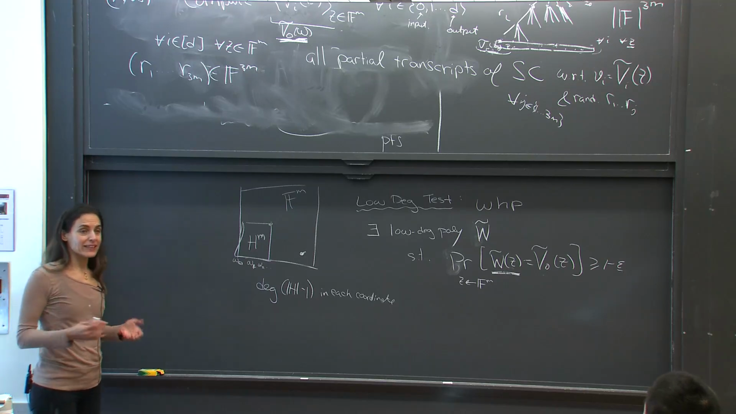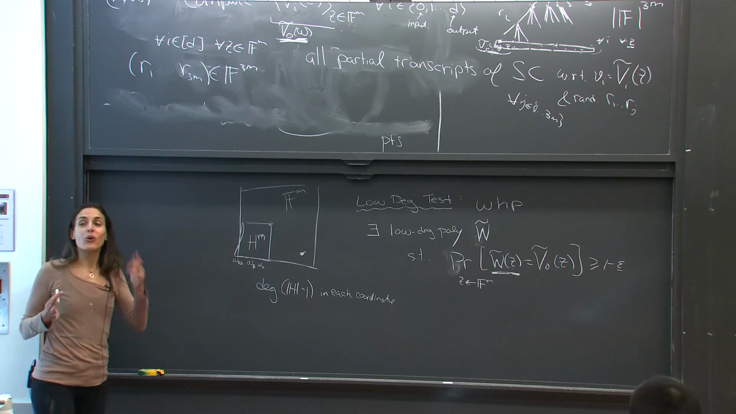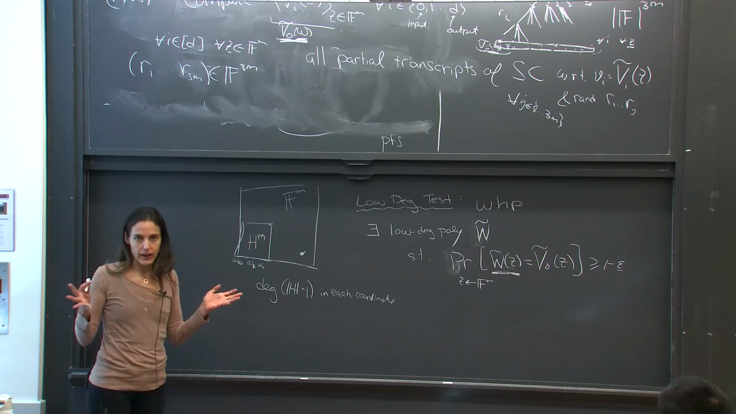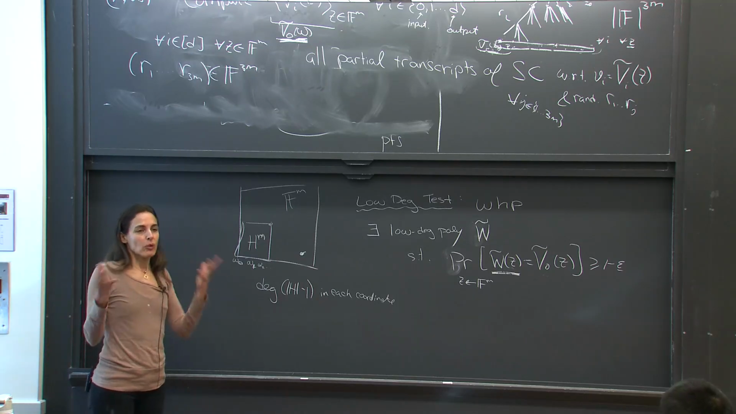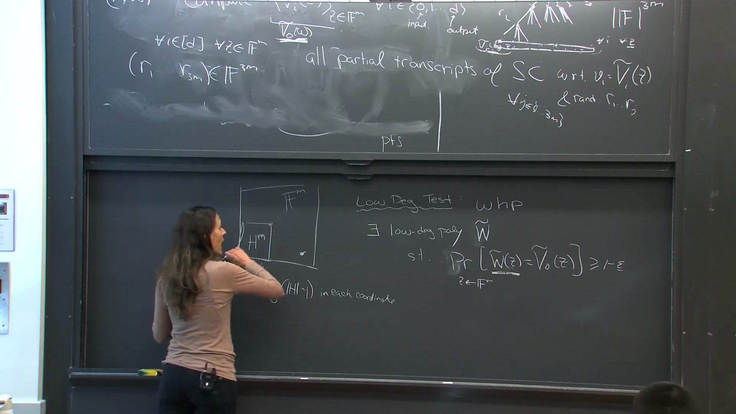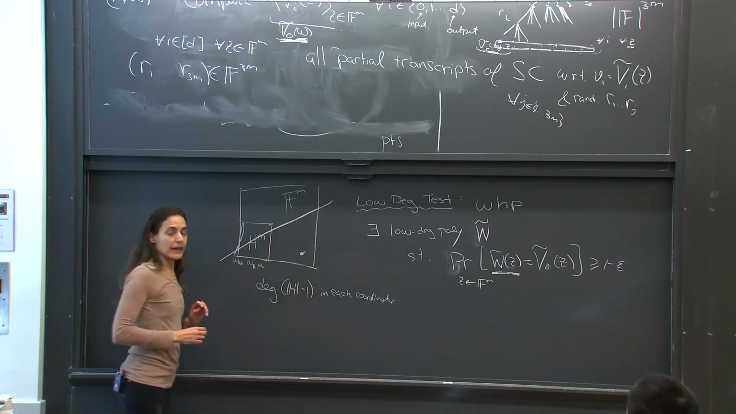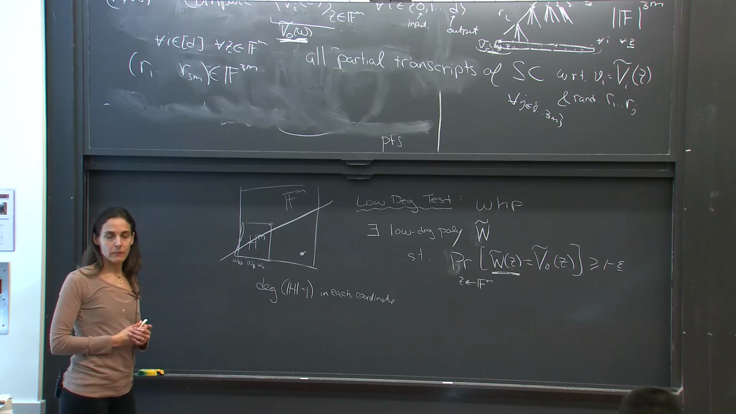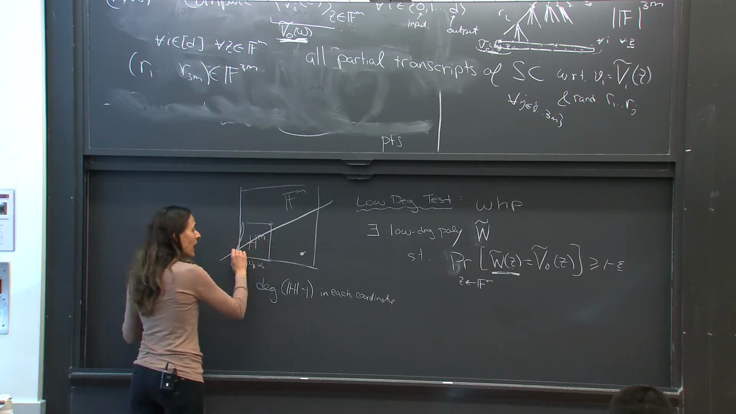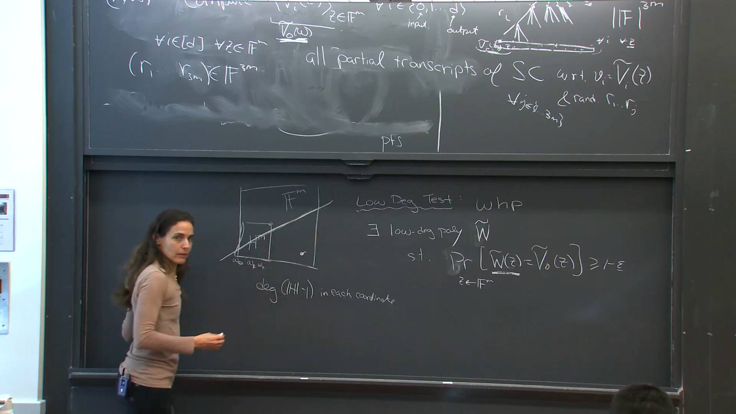Exactly. Let's do a random sample. The way it's done, there are many low degree tests out there, by the way, but one common one is the following. I'm going to take a random line in F to the m, and I'm going to open this random line.